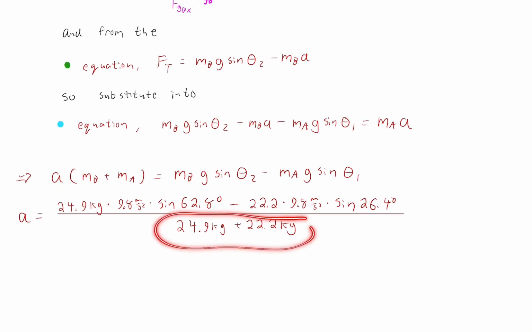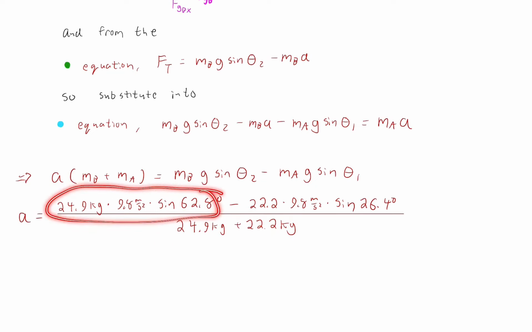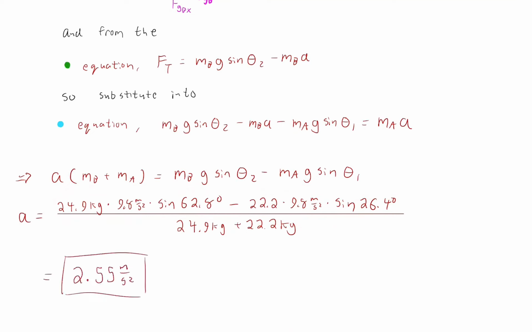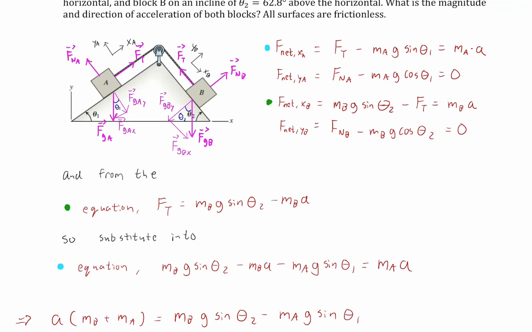Total mass in the denominator. And then up top, we can see the value that's driving the system and the part that's slowing it down. Let's see if our a is positive. It is. So my assumption that block B is going to go this way and block A is going to go that way was correct.